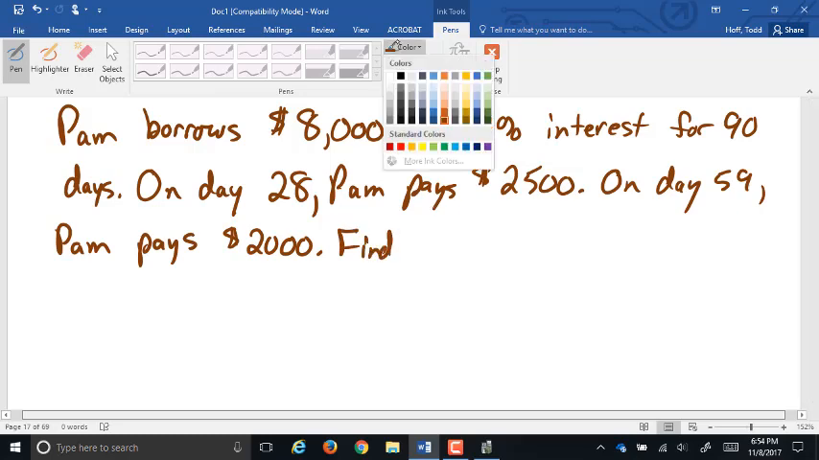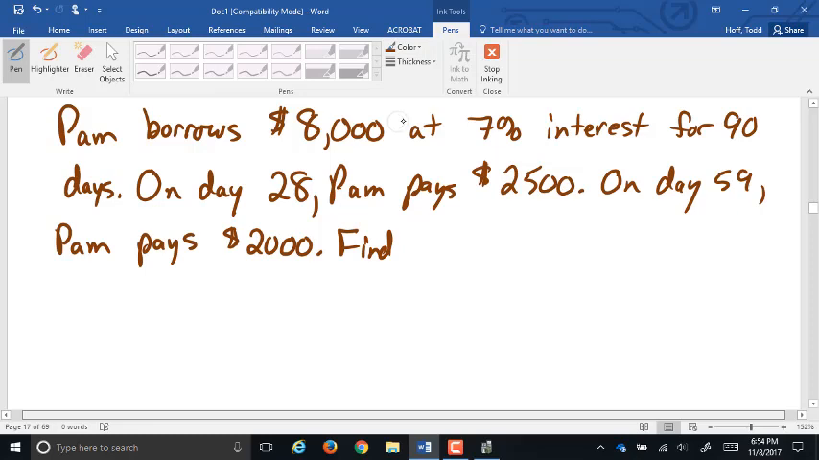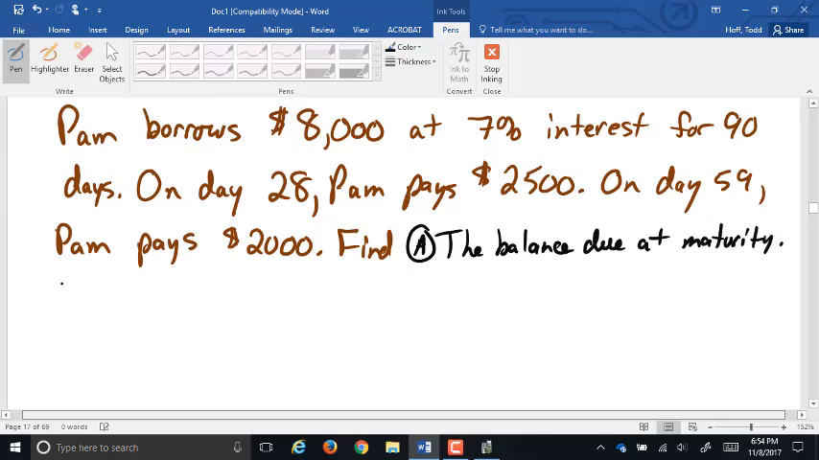Find the balance due at maturity. Maturity would be at the 90 days. And B, total interest paid. B is actually quite easy once we've done part A.